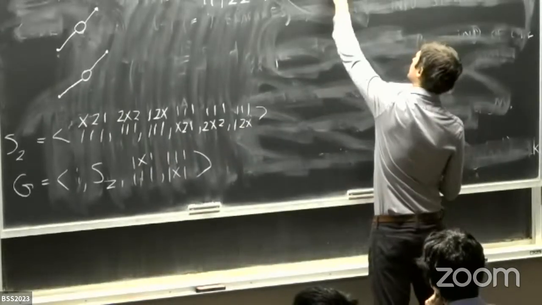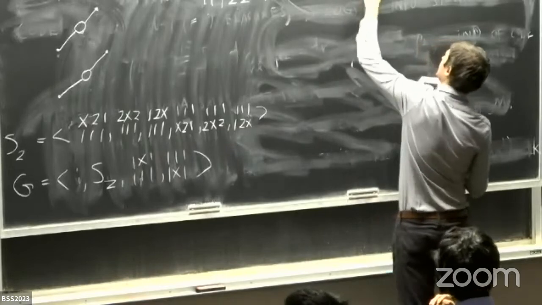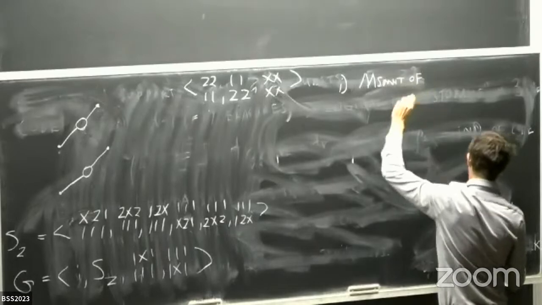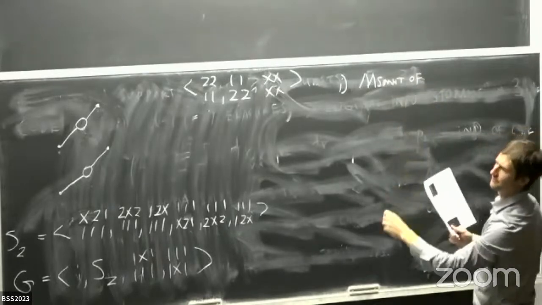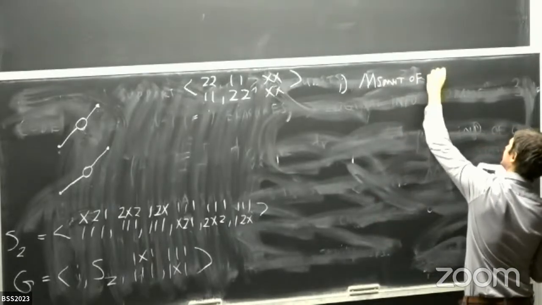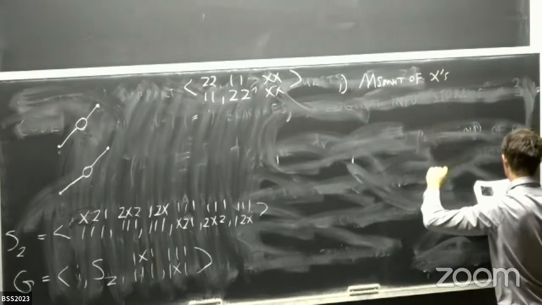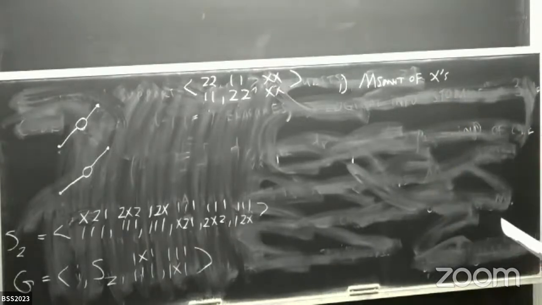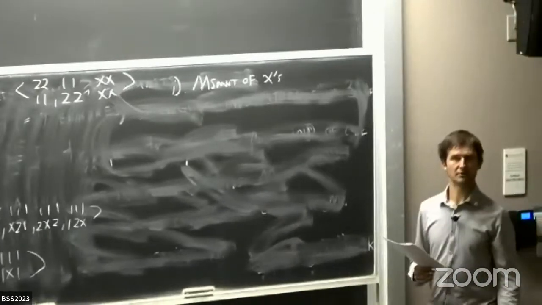For one, upon measurement of these X's, the new X's, the resulting state will be either in the code or an error space of the 4-2-2 code. And this is where the magic starts to happen.